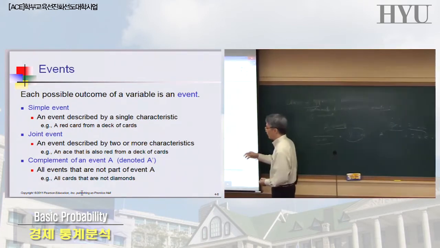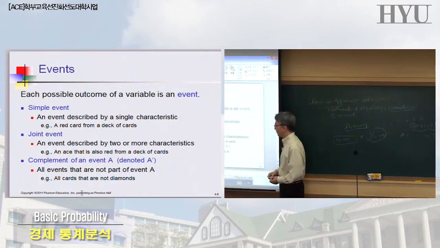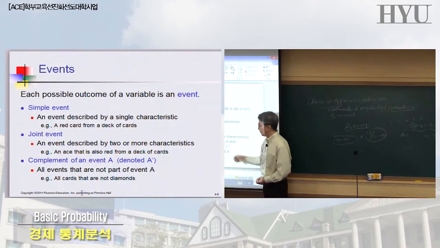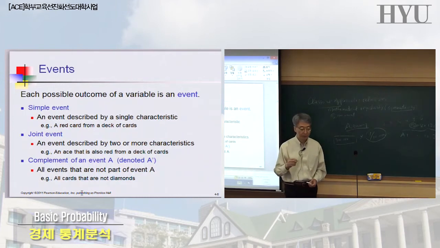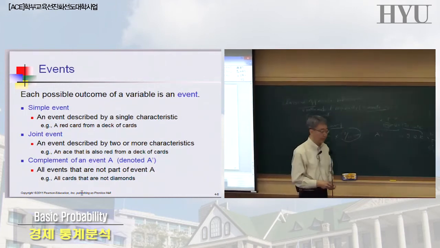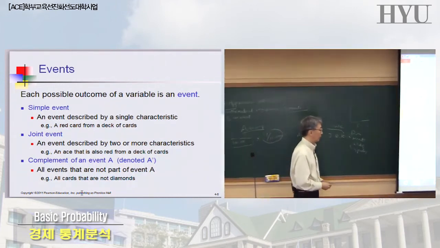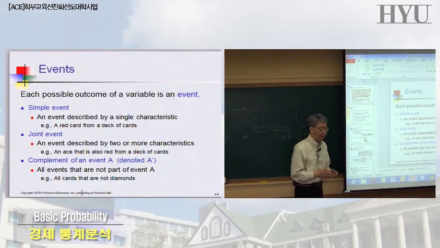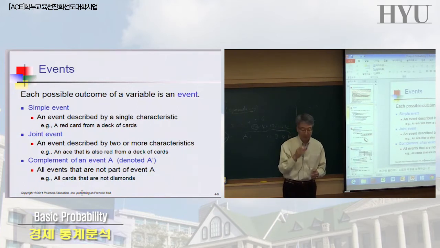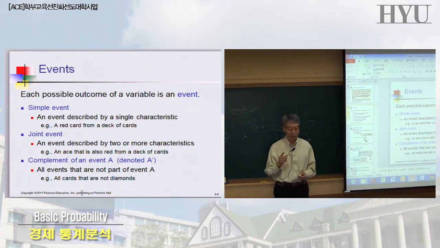A simple event is an event described by a single characteristic, something like an event where a red card is drawn from a deck of cards. When you pick a card, it happens to be red. That's a simple event. It cannot be divided further. It is not a combination of multiple events. It's just one single event, just a red card.